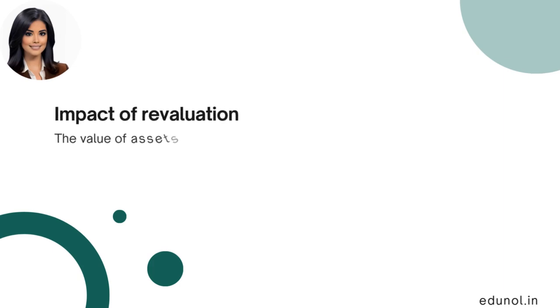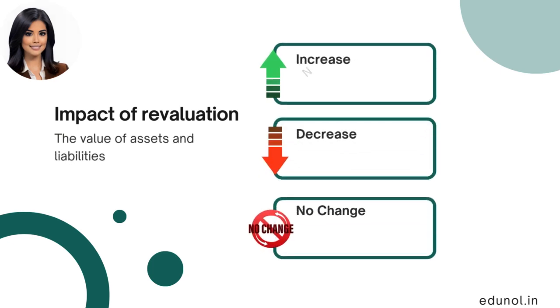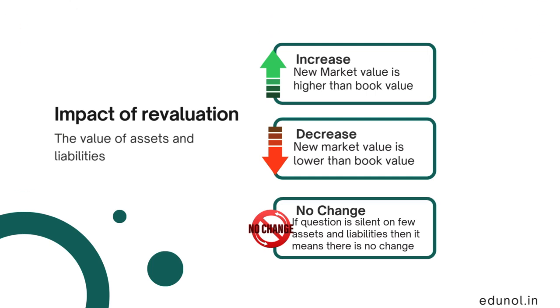On account of revaluation, the value of assets and liabilities can either increase, decrease, or there will be no change. Increase means that the new market value is higher than the book value. Decrease means that the new market value is lower than the book value. If the question is silent on new value for a few assets and liabilities, then it means there is no change.